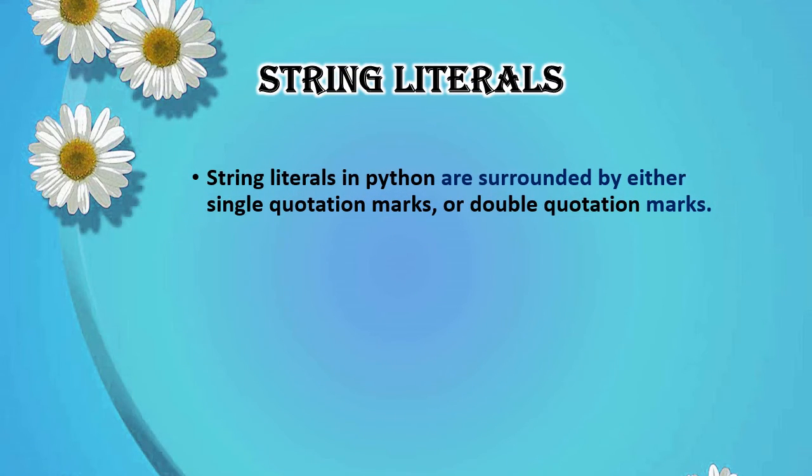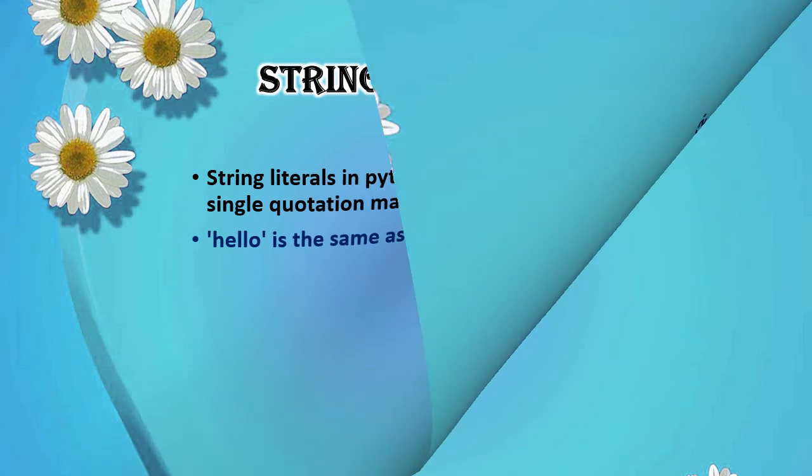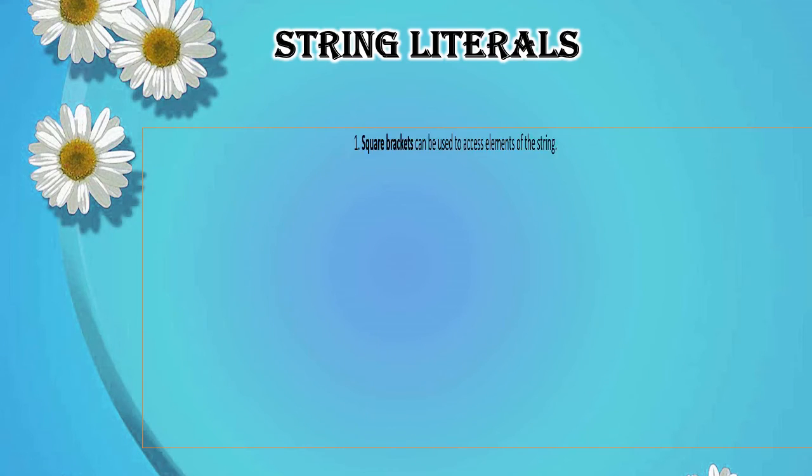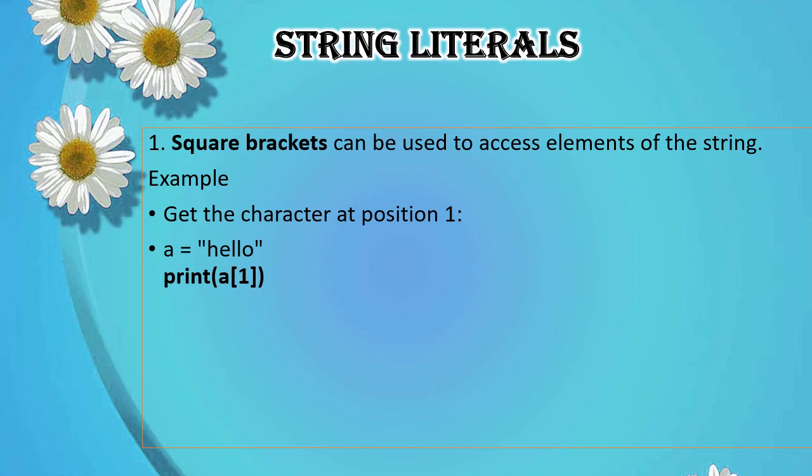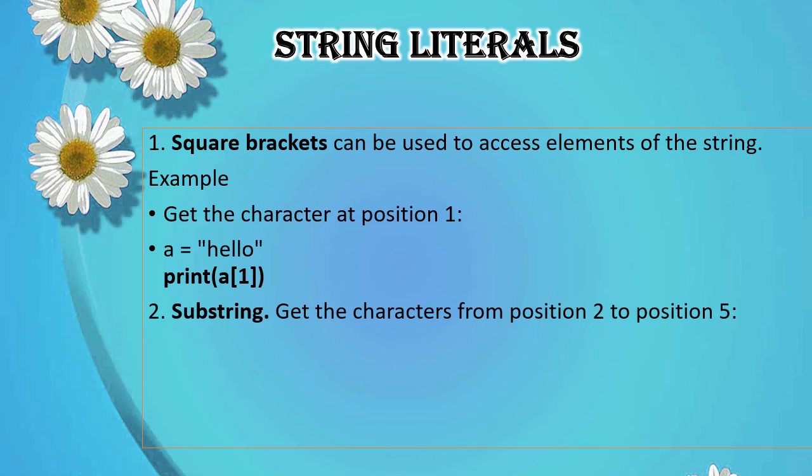And string literals: strings are enclosed by either single quotes or double quotes. For example, hello enclosed by single quotes is also a string, and enclosed by double quotes is also called a string. There are a few functions we are going to see for strings. The first one: if you want to access a particular element from a string, we can use square brackets. See here, a equal to hello is assigned. If you want to access the first position letter, we give a[1]. The string's starting position is 0, so the 0th position letter is h, and print a[1] means e will be printed.